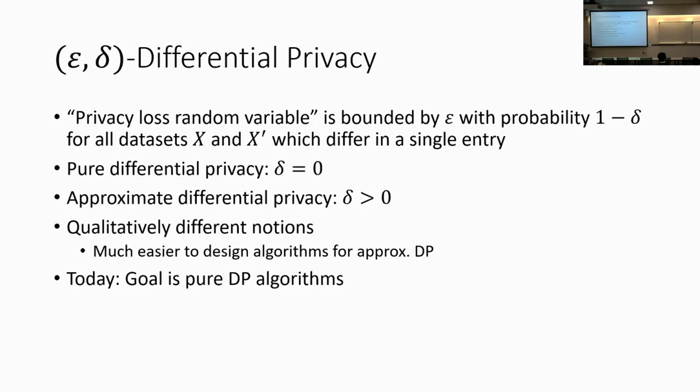So today our goal is to focus on pure DP algorithms. There are some things which are known for this setting in approximate DP, but pure DP is kind of the strictest notion, and we'd like to understand what can or can't be done in that setting. So that's basically everything you need to know about differential privacy. Strong notion of data privacy. We're going to focus on the case when delta, the failure probability of the privacy guarantee, is essentially 0.